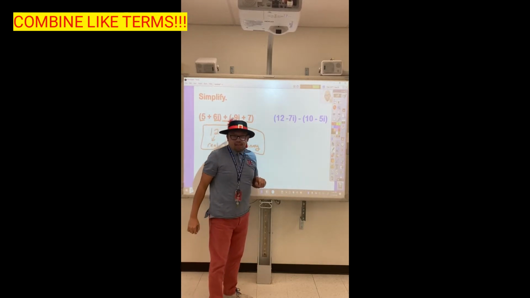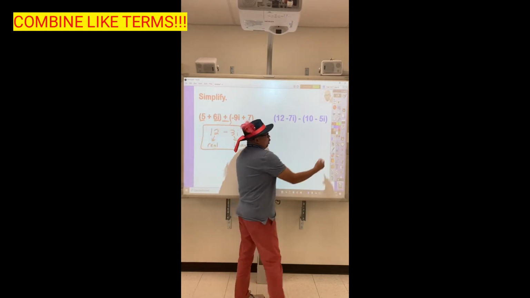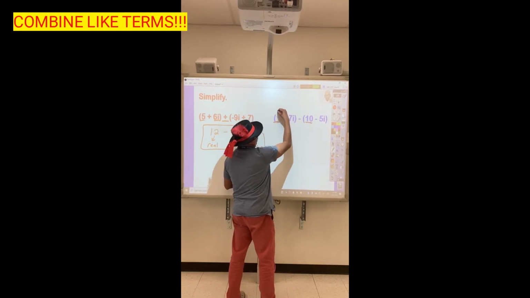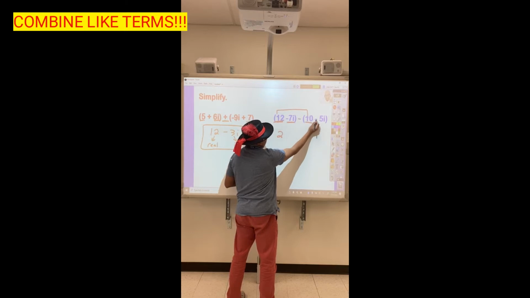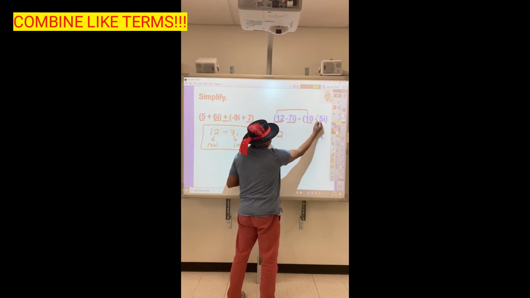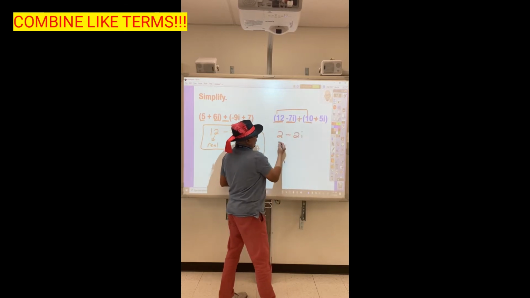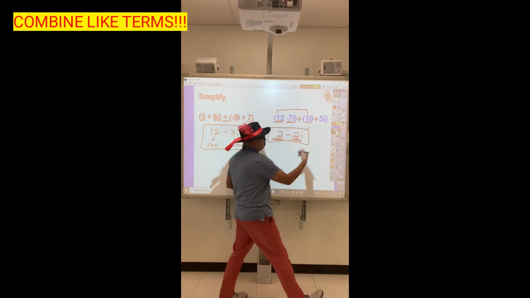12 minus 7i minus the negative of the quantity 10 minus 5i. We know that we can combine 12 with 10. 12 minus 10 is 2. Negative 7i minus negative 5i, it could be positive. Negative 7i plus 5i will be negative 2i. And this is your real part, and that's your imaginary part. Kaboom.